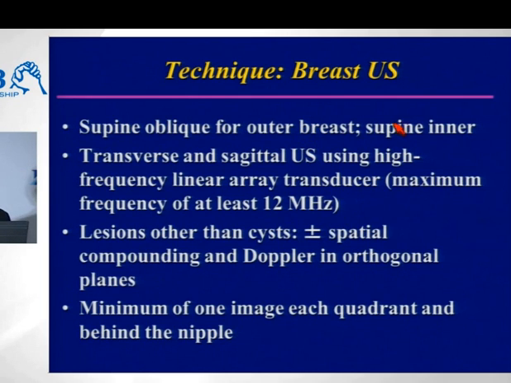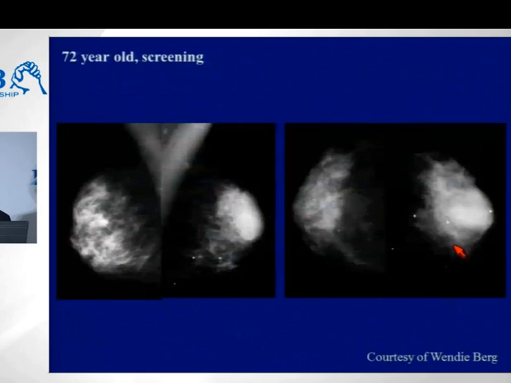Now, the technique that they made the investigators use when they went back home to do these screening patients was quite extensive. They had the patients positioned as we normally would, but they had to scan the whole breast transverse and then the whole breast sagittal. So they increased the necessary time, I think. And they had to use appropriate transducers. Any lesions that they saw other than cysts, they had to image both with and without spatial compounding and Doppler in orthogonal planes, and they had to take a minimum of 1 image in each quadrant and behind the nipple even if there was no lesion. So they kind of dragged out the test a little bit.